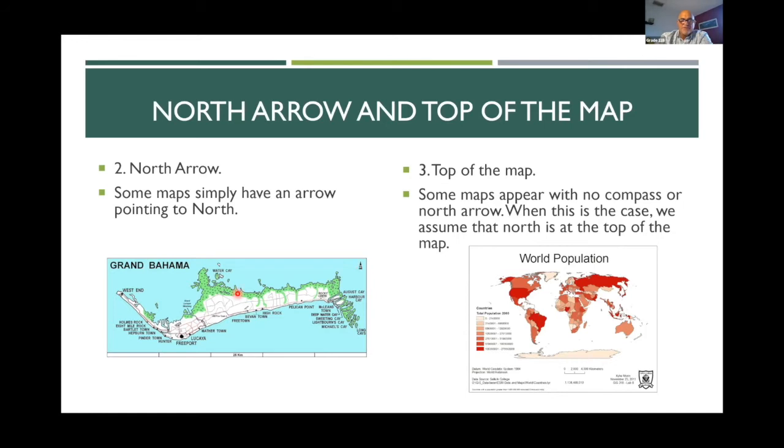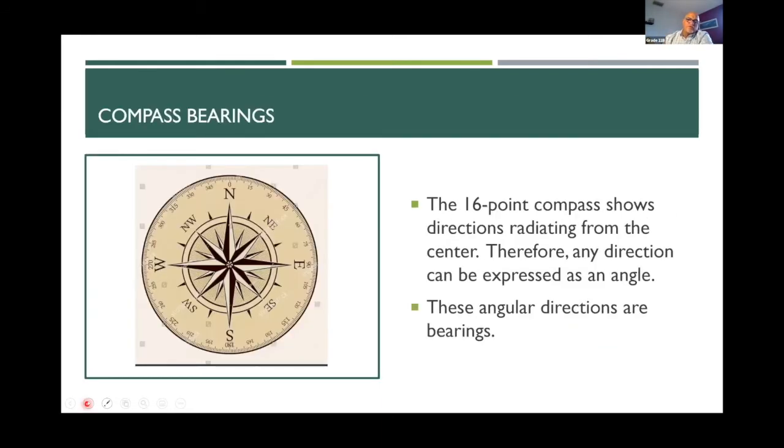That means that this map is orientated so that the top of the map is north. Just confirmation for you. Now, this map here, which shows world population, if you notice, there is no arrow. And so you say to your teacher, well, where is north? Well, remember, whenever no compass arrow or compass rose is presented on a map, we assume that the top of the map is north. Top of the map is north. Great job so far.